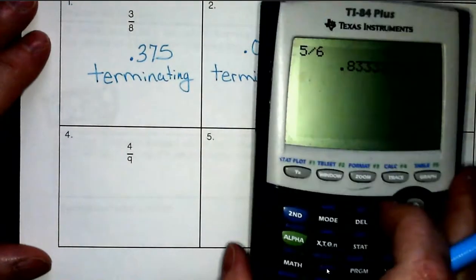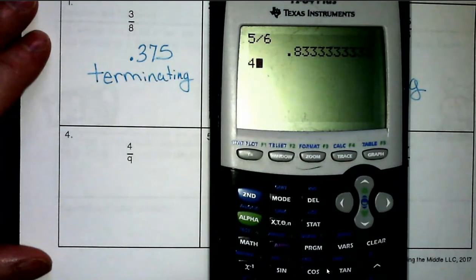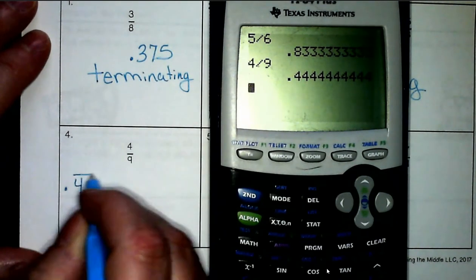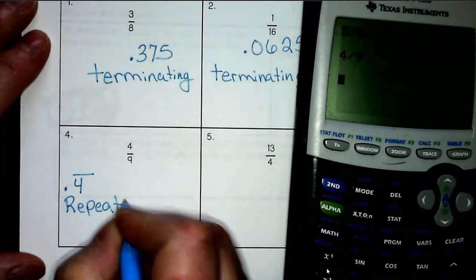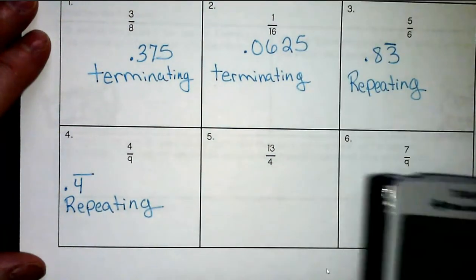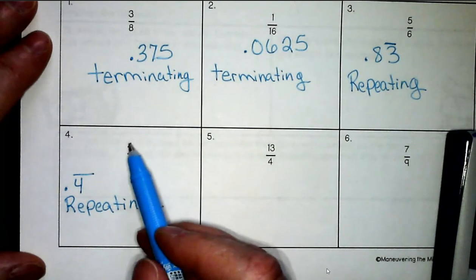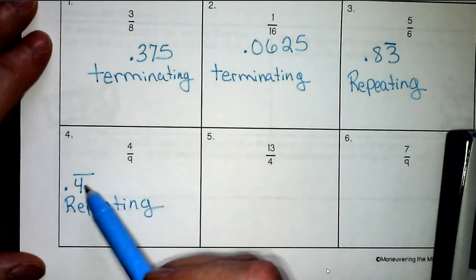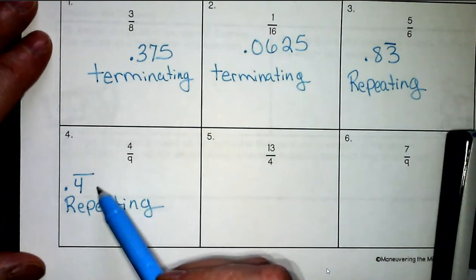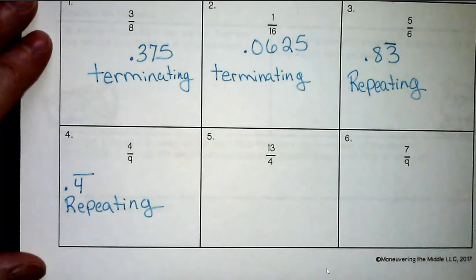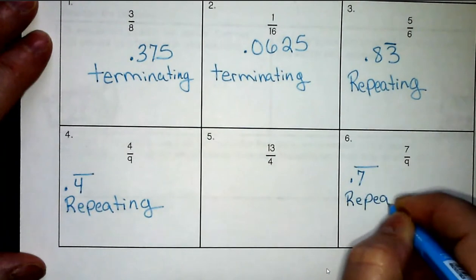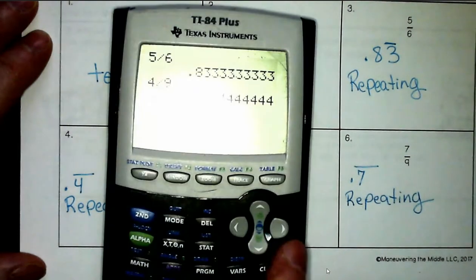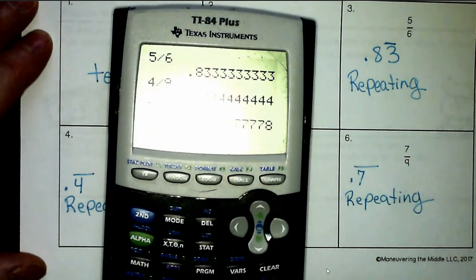Now, 4/9. Let's do that one. 4 divided by 9 equals. So that is 0.4 repeating, and it is a repeating decimal. A really cool trick, if you know nines, the number on top is always what repeats. So 4/9 is 0.4 repeating, 3/9 is 0.3 repeating, 7/9 is 0.7 repeating. And let me show you again. 7 divided by 9, 0.7 repeating.